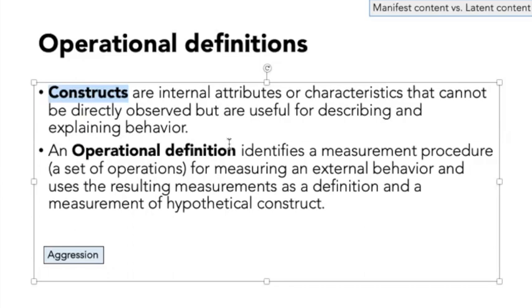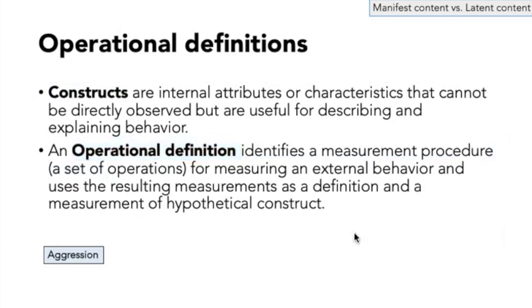So, we have to figure out a method to measure it. We call it the operational definition. Operational definition identifies a measurement procedure for measuring external behavior and uses the resulting measurement as a definition and a measurement for the hypothetical construct. Okay, now that's a bit complicated, but let me explain here. Now, there are internal attributes.